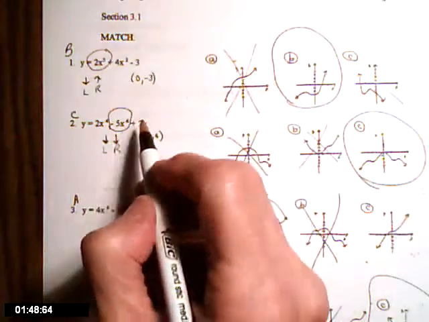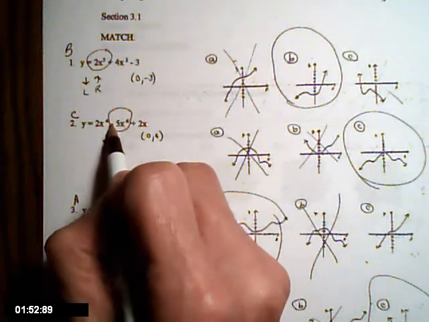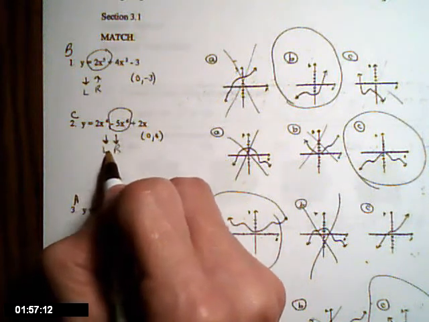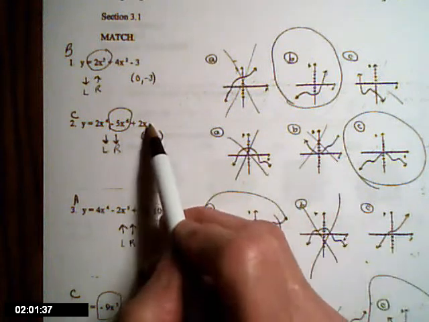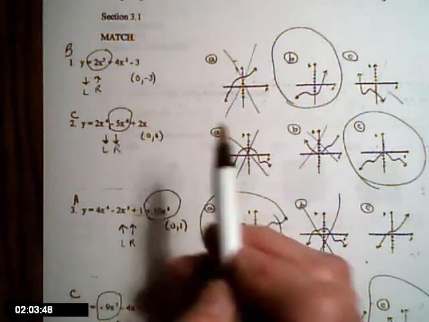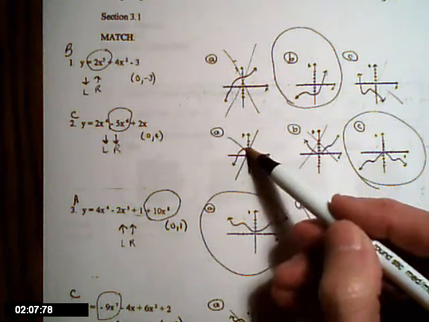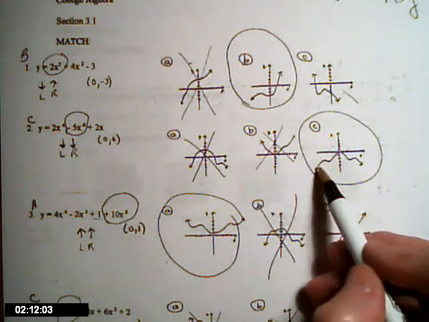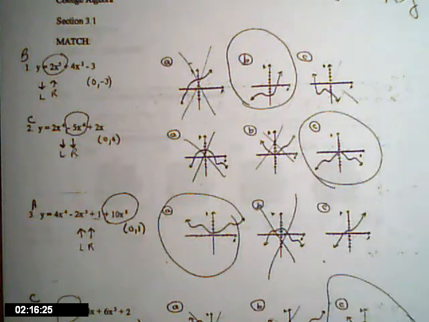Number 2, be careful of order. The leading term is negative 5x to the 6th. The negative says the right end is down. The even 6 says the left will do the same. So both endings are down. 0, 0 would be your y-intercept. Well, this has both endings down, but it does not go through 0, 0. This has both endings up. Can't be that one. Both endings down, goes through 0, 0, so it's graph C.